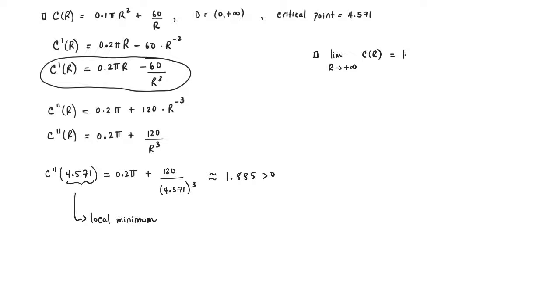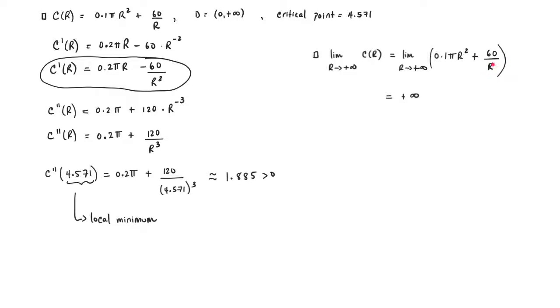So this will be the limit as r approaches positive infinity, and the function is 0.1 pi r squared plus 60 divided by r. And what I want you to notice is the following. As r gets very, very large, because r goes to positive infinity, the first term has r squared. So then this term over here is going to go to positive infinity. So I'm going to have, in the first case, that the limit of the first term is going to go towards positive infinity.